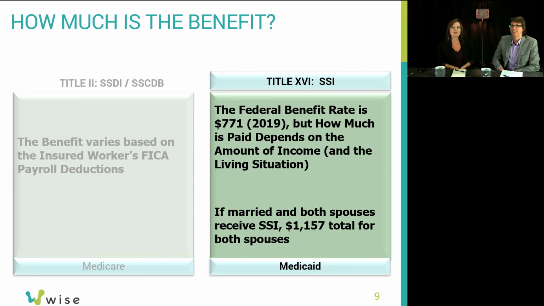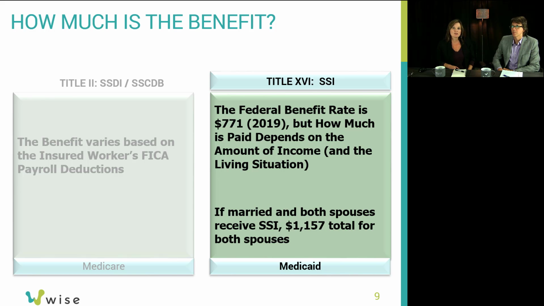So how much is the benefit? The federal benefit rate, or FBR, for 2019 for an individual on SSI is $771. And then for a married couple, if both spouses are receiving that supplemental security income benefit, the amount is $1,157 for both spouses. So here again, 1.5 times the amount that an individual would be eligible to receive remains for a couple to receive in the maximum benefit amount.